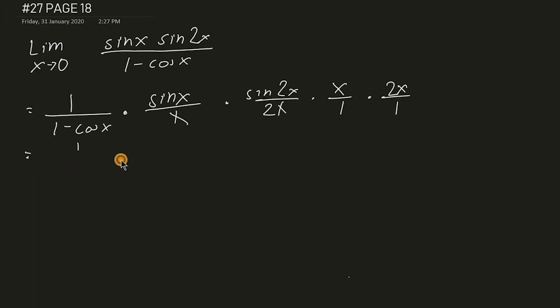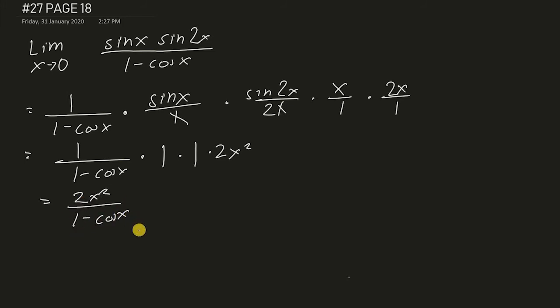So, let's evaluate it. 1 minus cosine x. This is equal to 1. Times, this is also equal to 1. Times ito, x times 2x is equal to 2x squared. Now, simplify ulit natin to. Lahat ng numerator ipag-multiply. That will be equal to 2x squared over 1 minus cosine x.